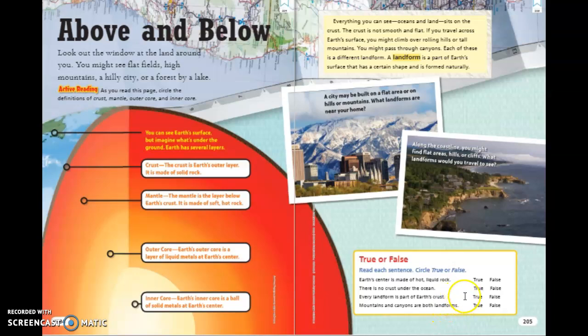Going back through the answers. Number 1, Earth's center is made of hot liquid rock. You should have circled false. Number 2, there is no crust under the ocean. You should have circled false. Number 3, every landform is part of Earth's crust. You should have circled true. Number 4, mountains and canyons are both landforms. You should have circled true.